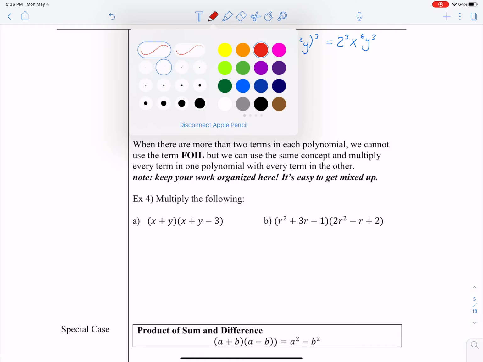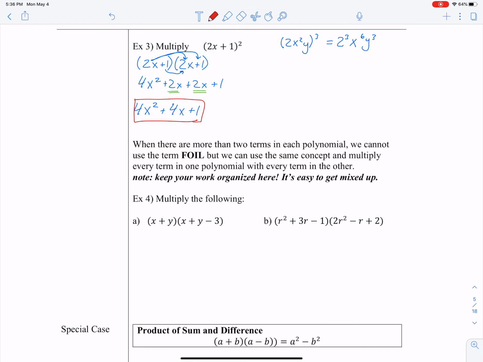If you had just taken your 2 and put the 2 on everything in the bracket, you would have gotten 2 to the 2, x to the 2, plus 1 to the 2. Okay, if you had used this method over here, and that would have given you 4x squared plus 1. Notice how this is very different from this. Okay, it's not the same answer.